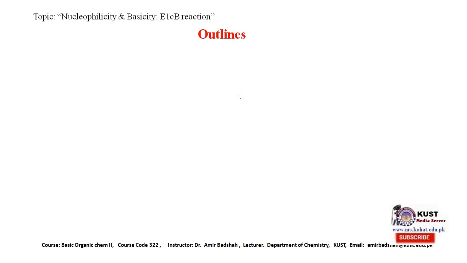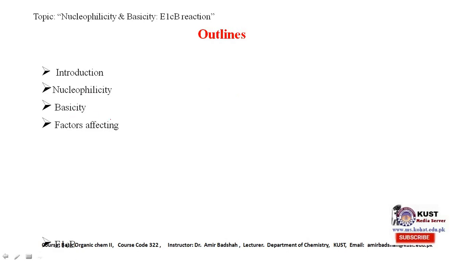The outline of our lecture includes the introduction, followed by nucleophilicity. After nucleophilicity we will discuss basicity, and then the various factors which affect nucleophilicity as well as basicity. At the end we will discuss E1cB types of reactions, and we will also mention some references from which this lecture has been taken.